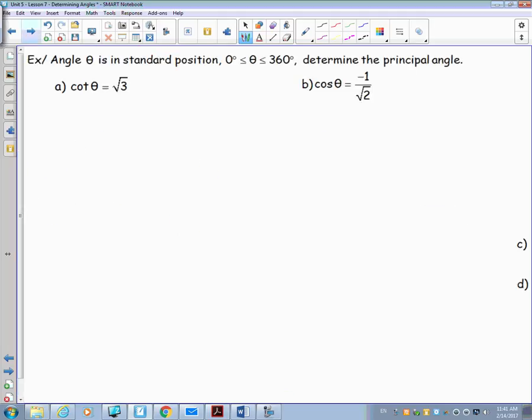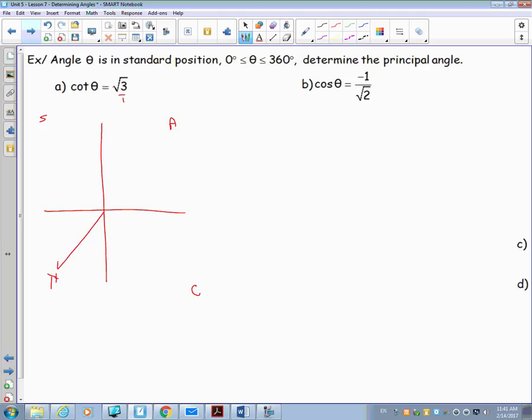Okay, so we're going to try something. Each angle is in standard position between 0 and 360. Determine the principal angle. So cotangent, positive. Put the CAST underneath. So C, A, S, T. Where is cotangent, which is the opposite of tangent, positive? What's positive where T is?